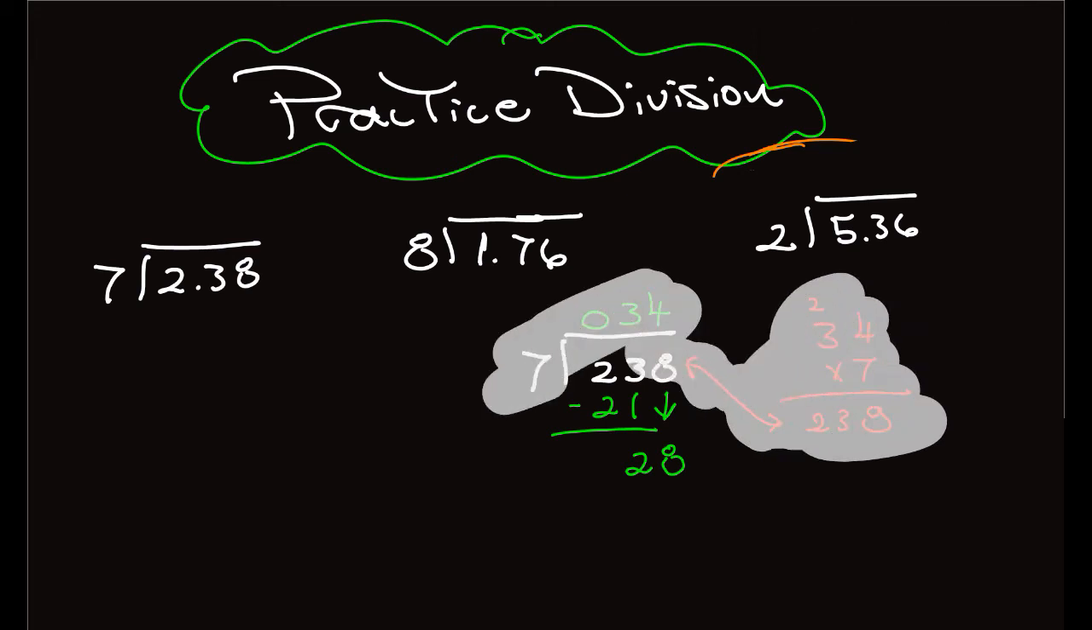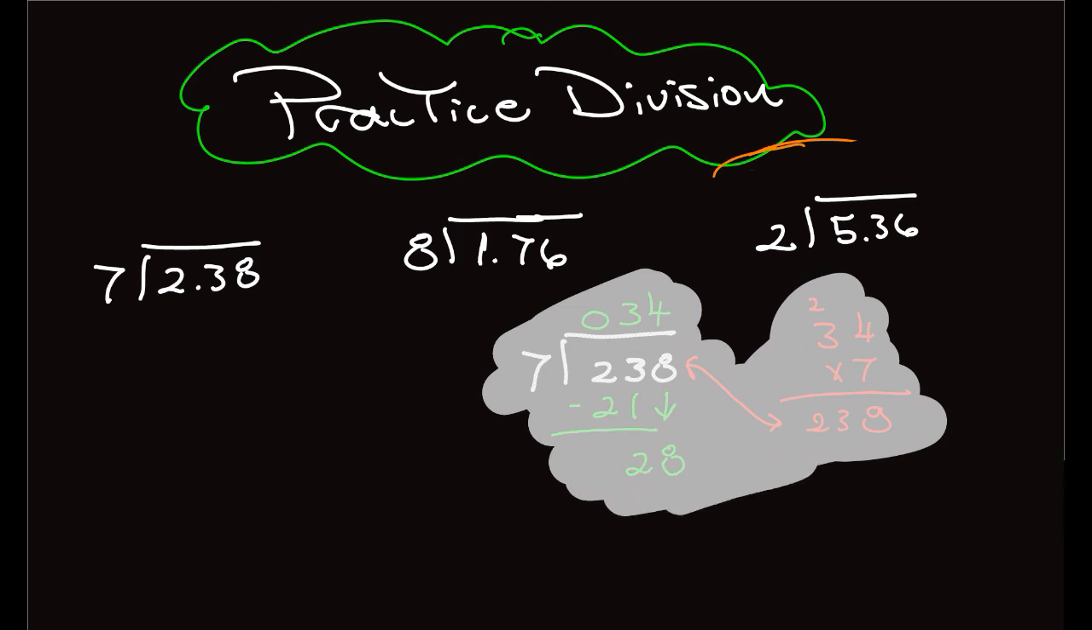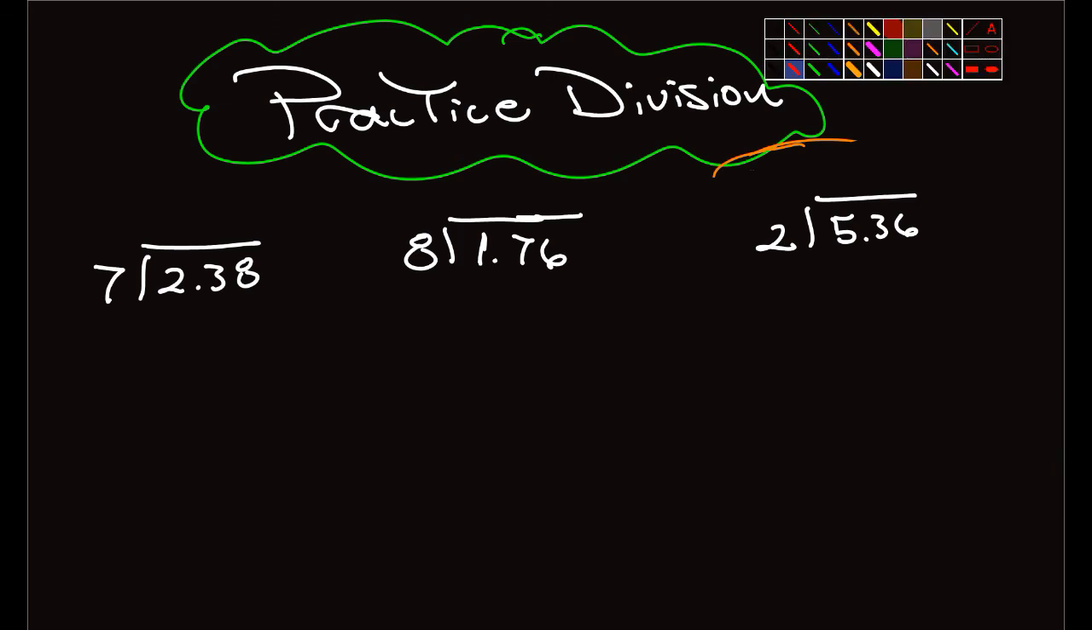I'm just going to go ahead and erase this. Now let's go back over here. 7 into 2.38. Does 7 go into 2? It does not. So I'm not going to even worry about it. Does 7 go into 23? Yes, it does. So I'm going to put it goes in, like I said, 3 times. Okay. Where's the decimal go? What did I say earlier? The decimal goes straight up.